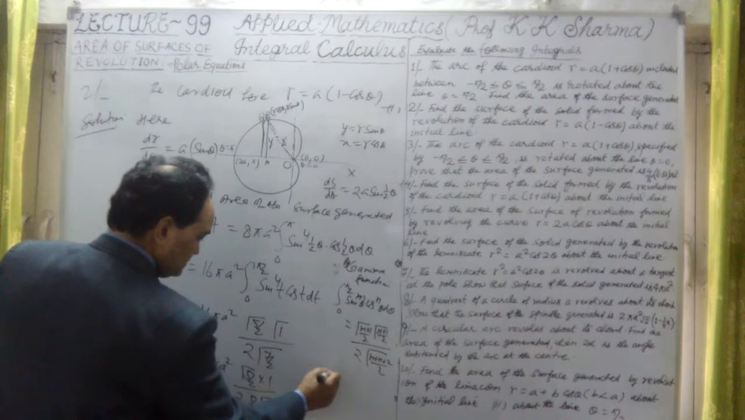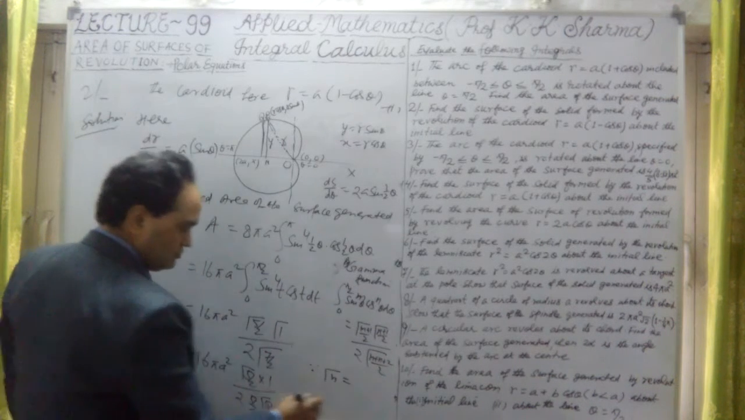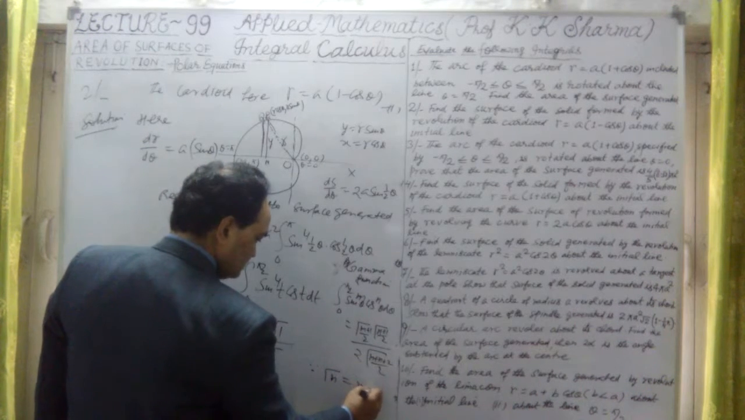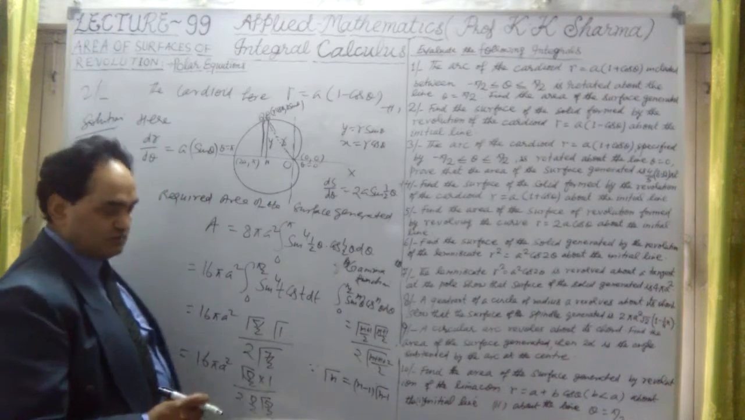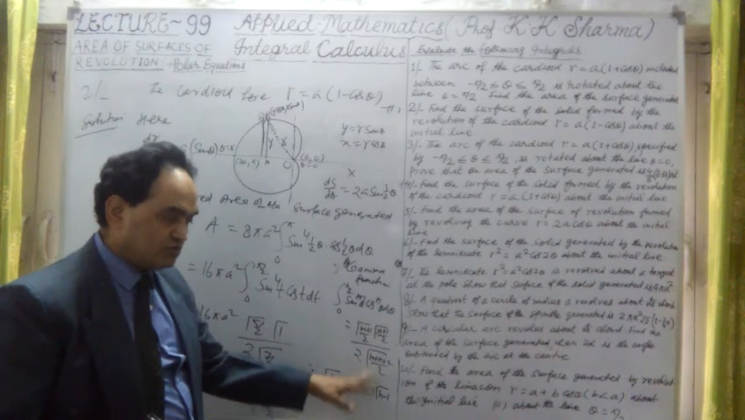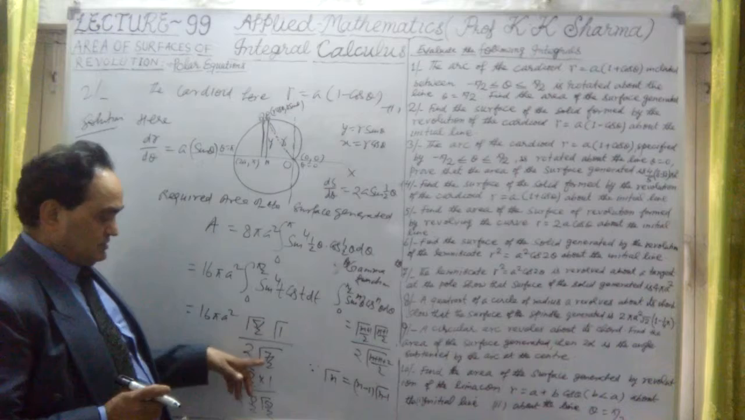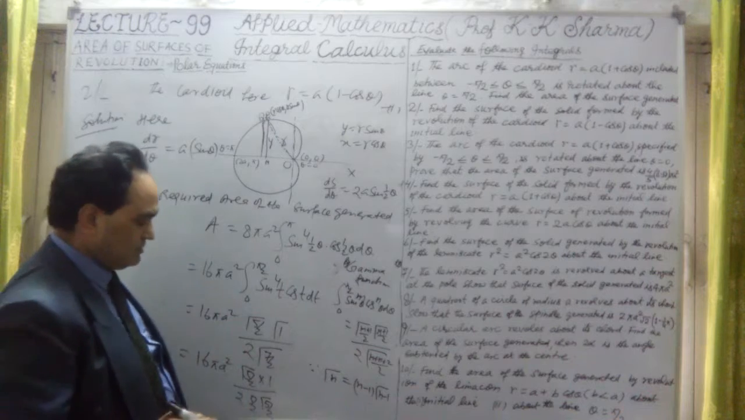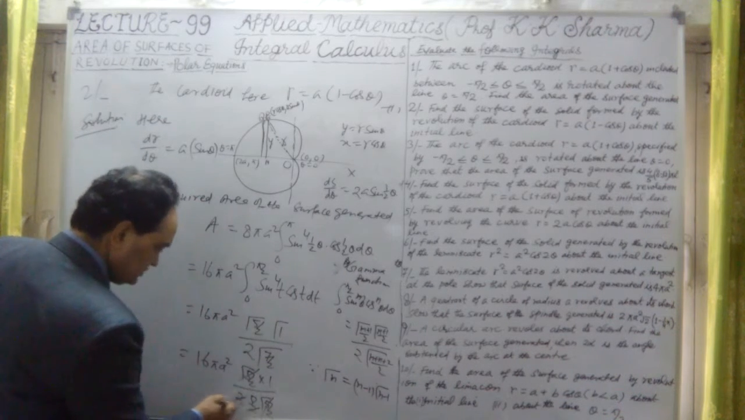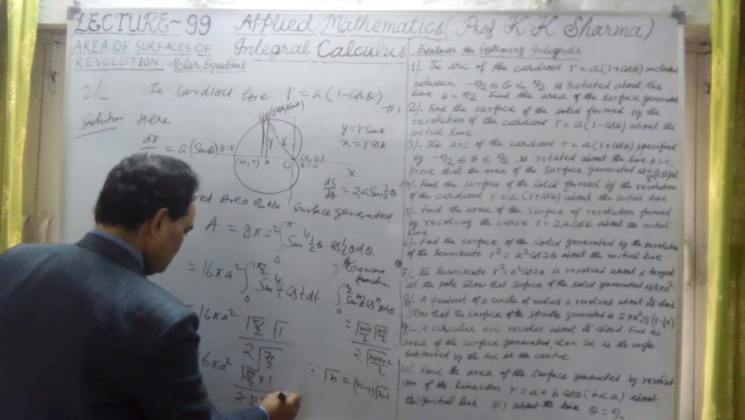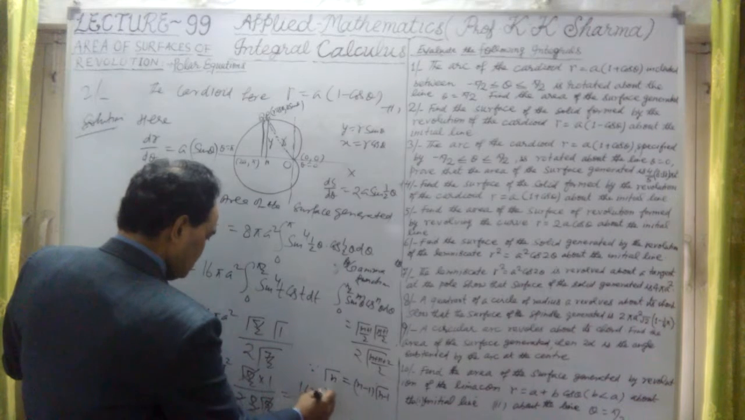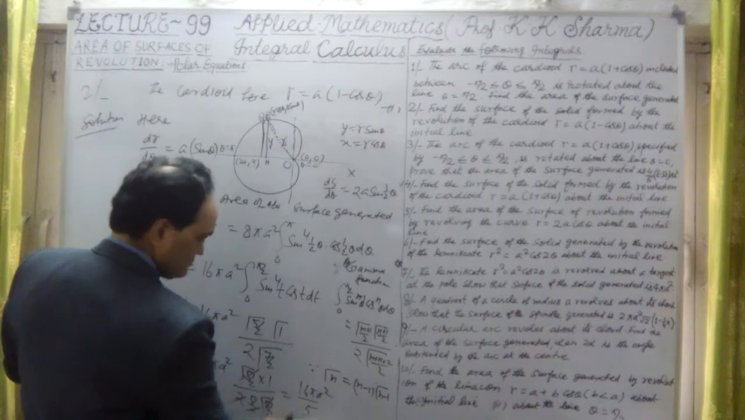Why? Since gamma n is equal to n minus 1 into gamma n minus 1. Try to understand, we take 1 lesser than this. Similarly, 7 by 2 means 7 by 2 minus 1, which is 5 by 2, so 5 by 2 into gamma 5 by 2. Gamma 5 by 2 cancels out, 2 cancels out, and only 5 will be there. It is nothing but 16 pi a square upon 5. This is the answer here.